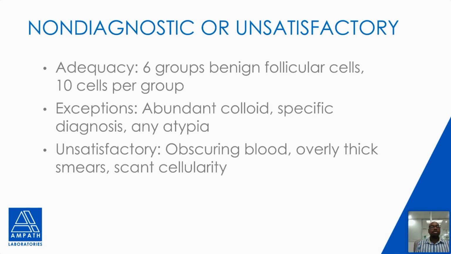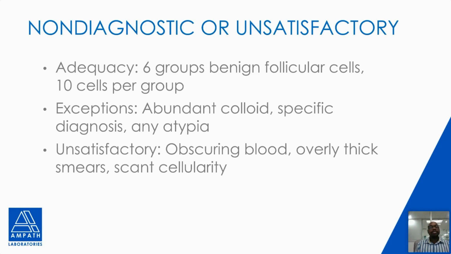If you have abundant colloid in a thyroid lesion, we know it's benign. It's unlikely to be a malignant process. So if you have abundant colloid, you are able to make a diagnosis even if you have few follicular cells. And then if you have a specific diagnosis, like you have clear features of malignancy, or clear features of papillary thyroid carcinoma, that is an exception.